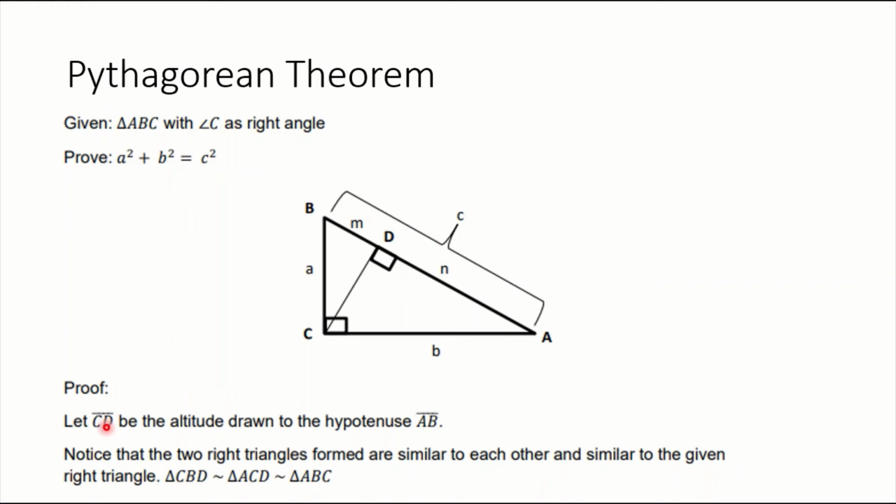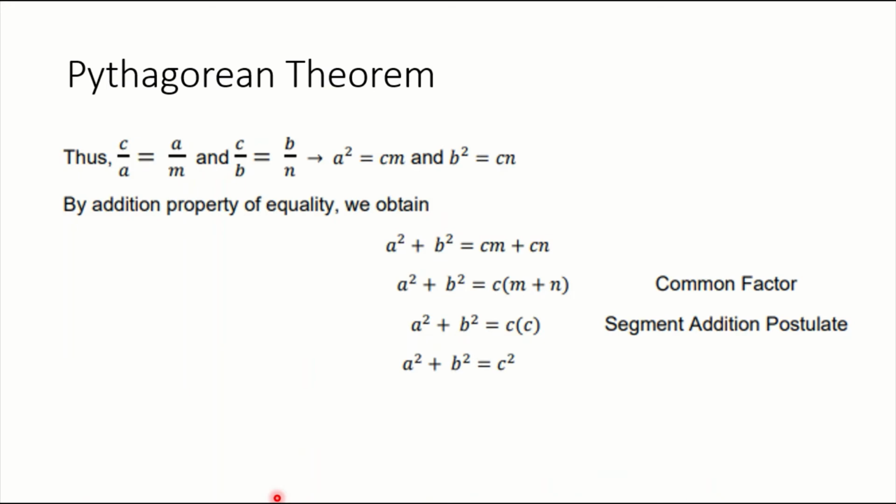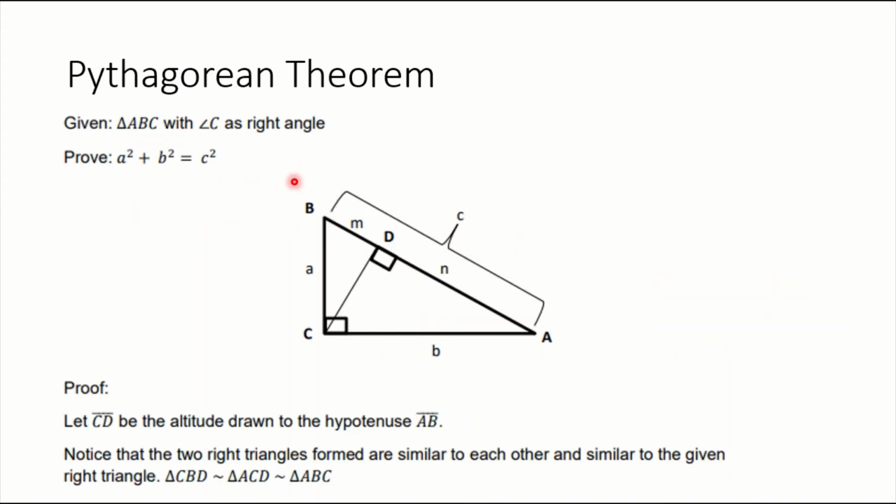Let's prove. Proof, let segment CD be the altitude drawn to the hypotenuse AB. Ito po yun. Yung CD na tinutukoy. Notice that the two triangles or two right triangles formed are similar to each other and similar to the given right triangle. So we can say that ang triangle CBD is similar to triangle ACD and is similar to triangle ABC. By what? Thus, C over A is equal to A over M and C over B is equal to B over N. Okay? Ito po yun.